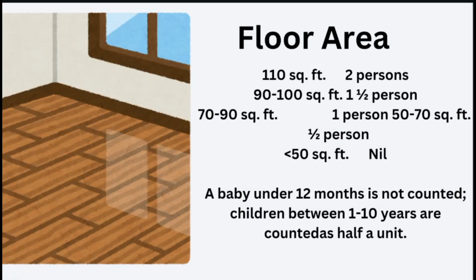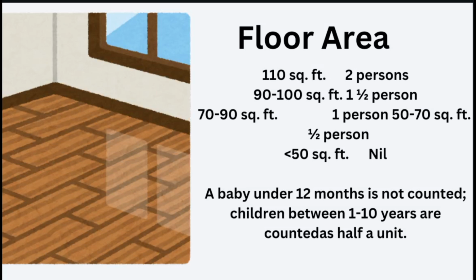And it is being told that for 2 persons we should have a floor area of about 110 square feet, and for 1.5 people, where the half unit is a child between 1 to 10 years and a baby under the age of 12 is not counted, 90 to 100 square feet is for 1.5 persons, 70 to 90 square feet is for 1 person, and 50 to 70 square feet is for a half person.